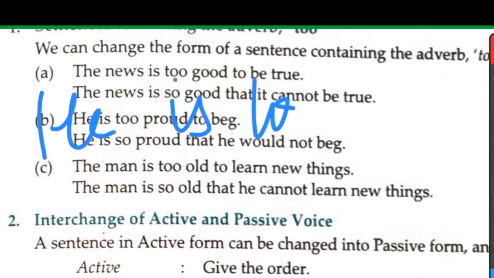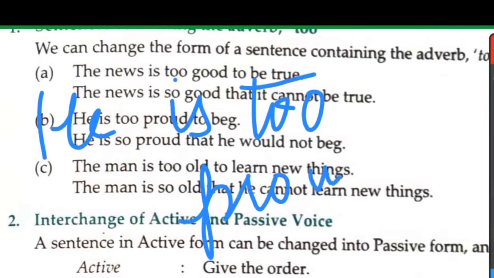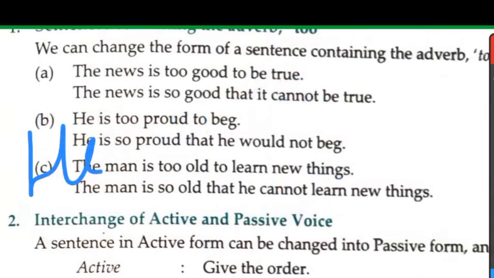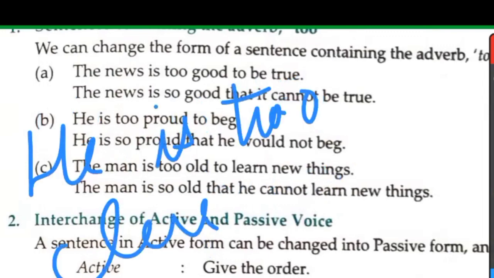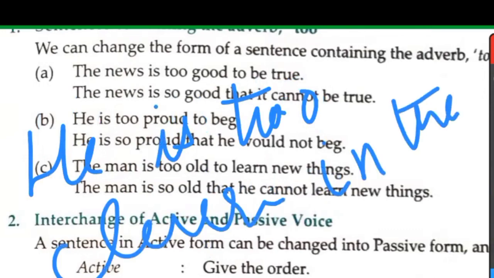He's too clever in the class. For example, this is a statement. Can you please tell me how it would be changed? And what is the difference between the given sentences that I told you and taught you before about adverb and this sentence?